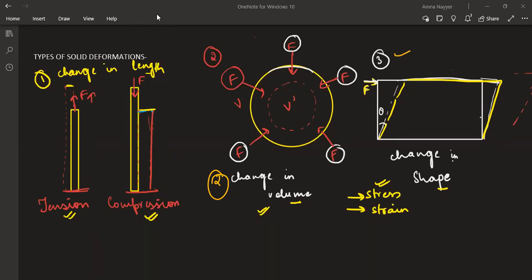Yes, class. Now in the last class, we had started with mechanical properties of solids. So let's start with the class. In the last class, we had seen elasticity.